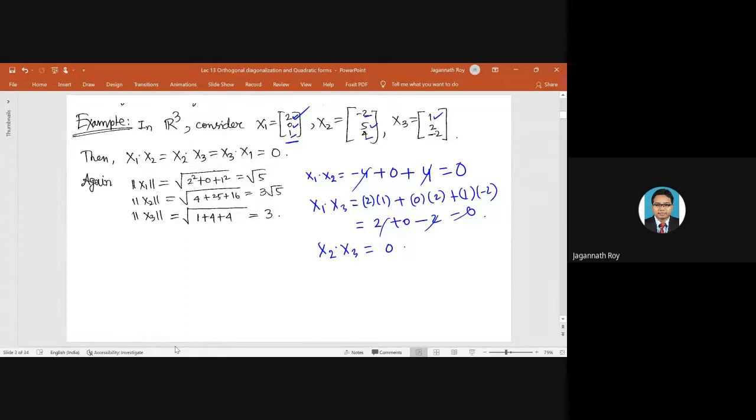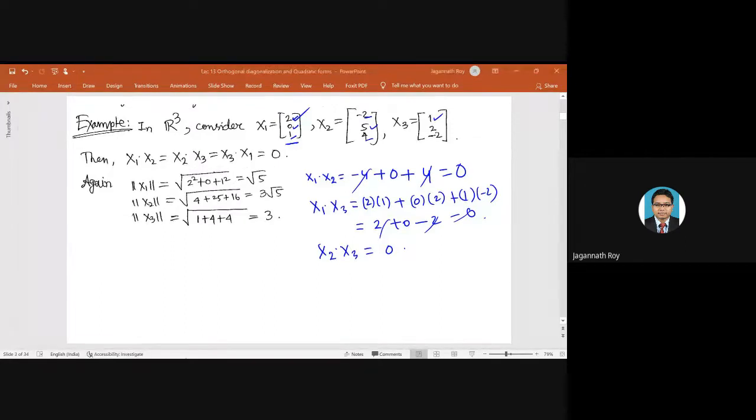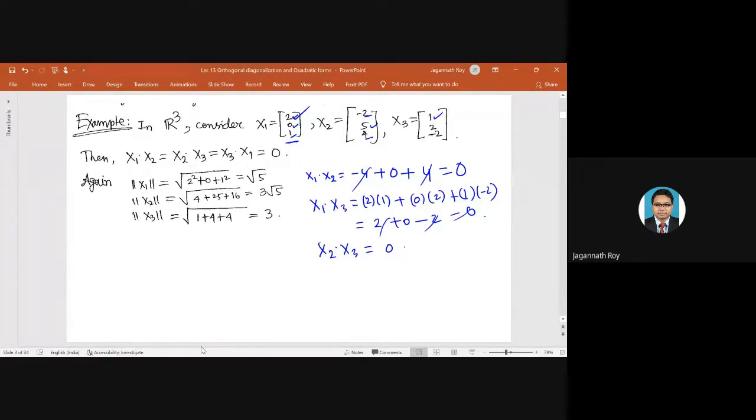Now what we want to do is create vectors whose length will be 1. Not a matrix length, the norm.